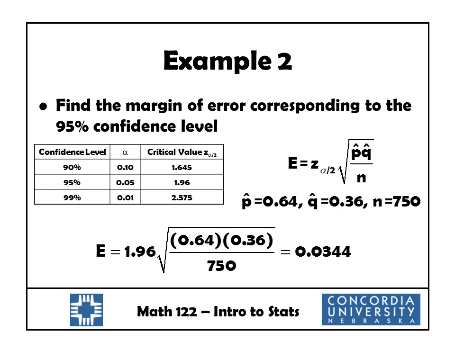So this one we would interpret by saying we are 95% confident that the difference between the true population proportion and our sample proportion is no greater than 0.0344. Notice this is a little bit bigger margin of error than at the 90% level. So if we want to be more confident in our results, we give ourselves a larger margin of error.